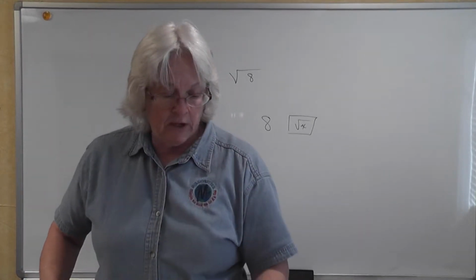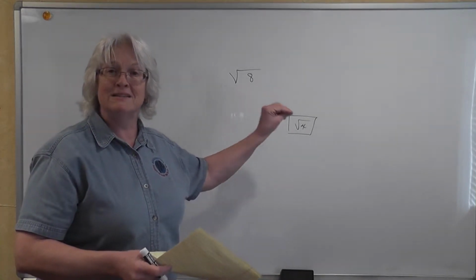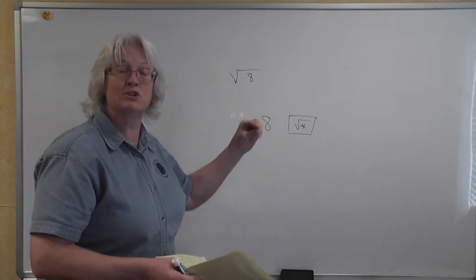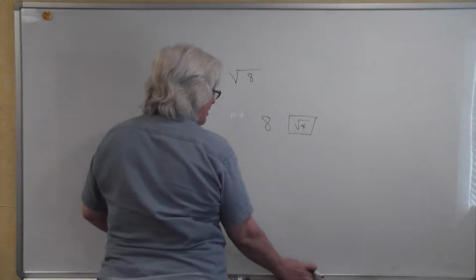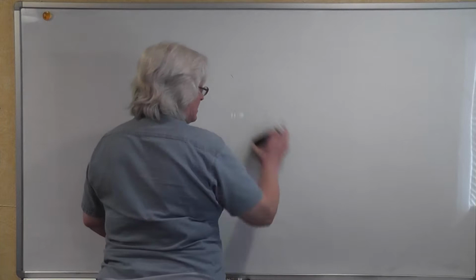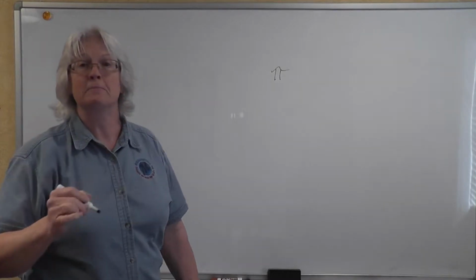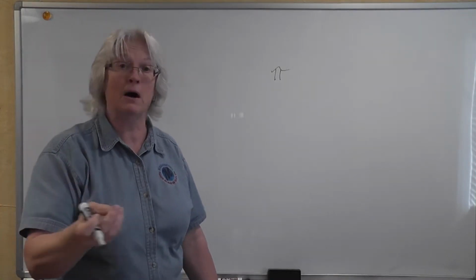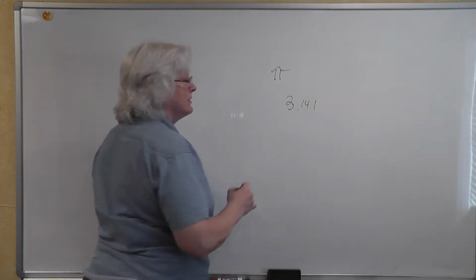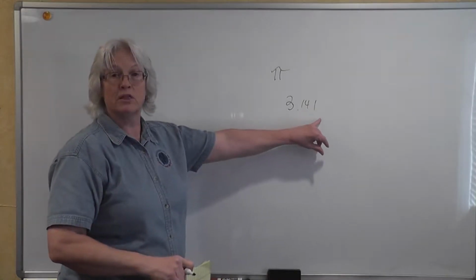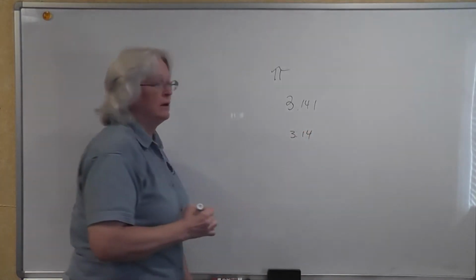Let's see what else I have in here. Just to reiterate, you can never write out an exact decimal representation of a non-perfect square. You can approximate it by rounding to any number, just like for pi. We can't exactly say what pi is, but if I ask you to estimate pi to the nearest hundredth, 3.141, we have tenths, hundredths, thousandths. Pi rounded to the nearest hundredth would be 3.14.